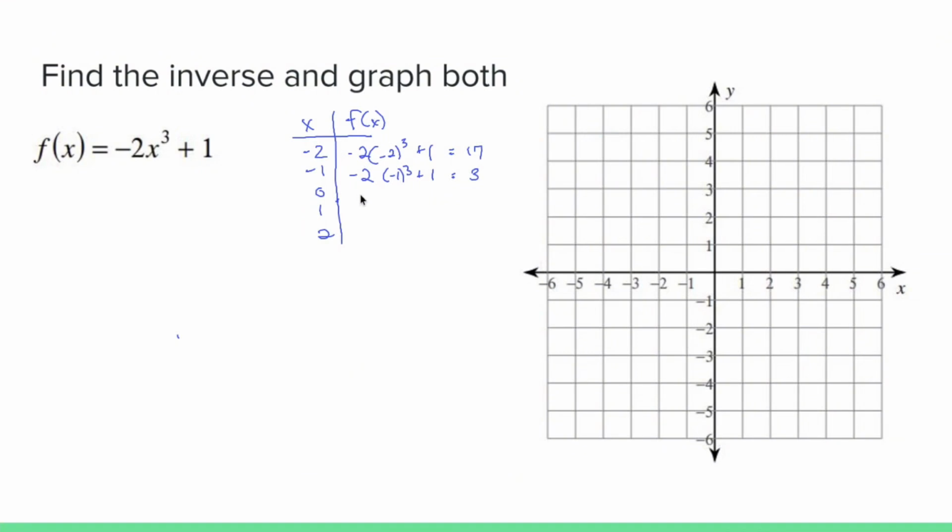If I plug in 0, I get 1. If I plug in 1, I get -2 times 1 cubed, so -2 plus 1 is -1. And if I plug in 2, I get -2 times 2 cubed. Again, really big number. It's just not going to work out, not even worth it. So the 3 points that I can do are (-1, 3), (0, 1), and (1, -1). And since this is a cubic, it's going to look something like this.